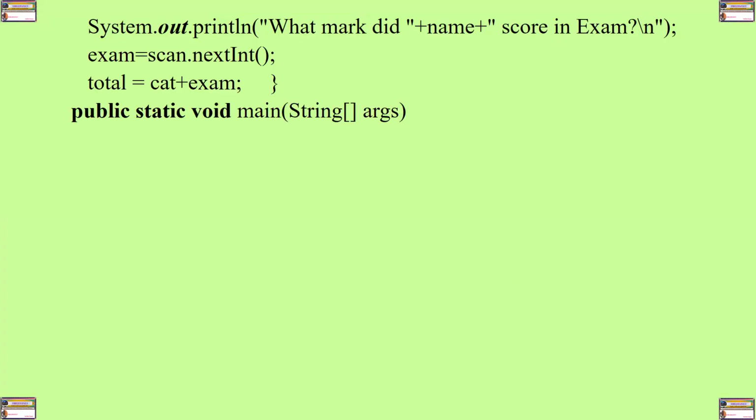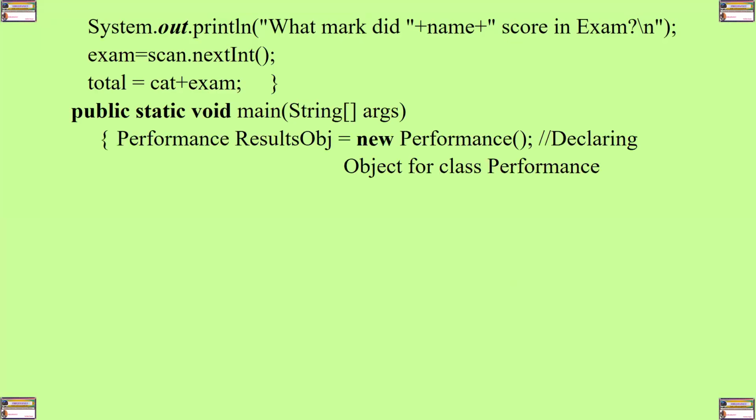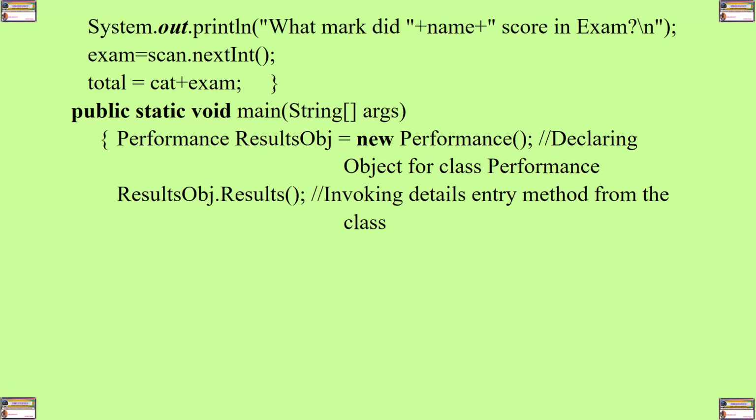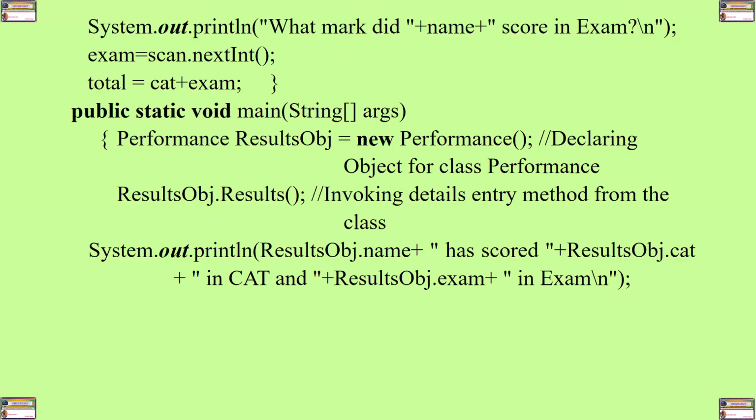From there, we have the definition for the main class, or the main, not main class, but main method. Public static void main. So what this instruction will do is to create an object called the source object of type performance. So this statement is declaring object for class performance. Then we assign or invoke the method called results through the object for that class by the name resource object. From there, we display on the screen the name or the content of the memory location called name.